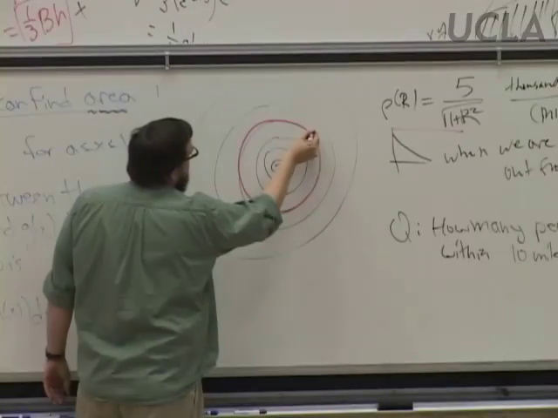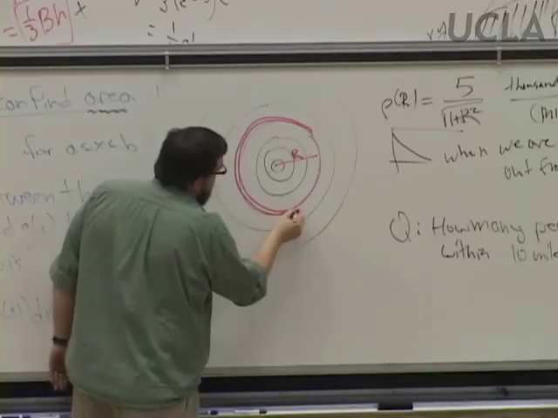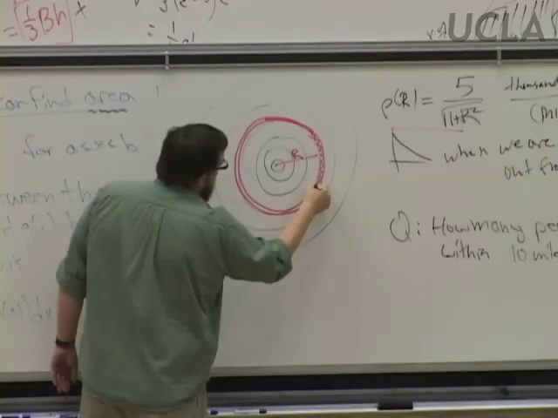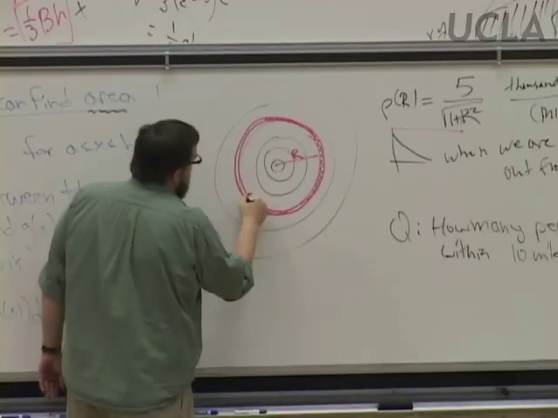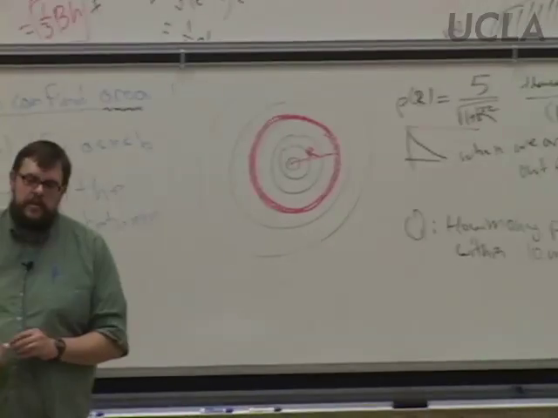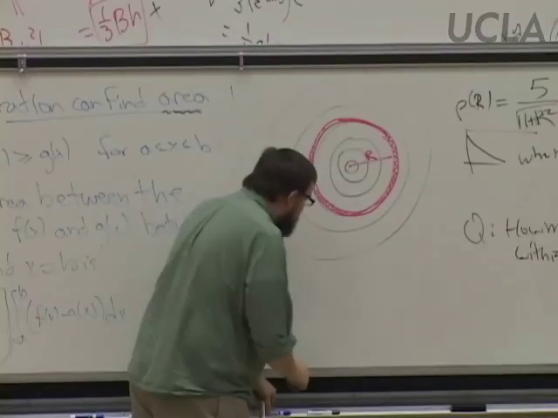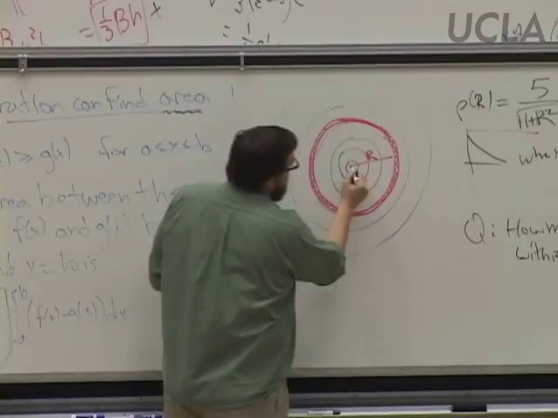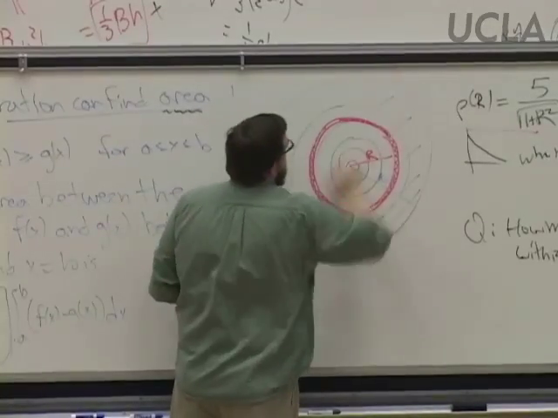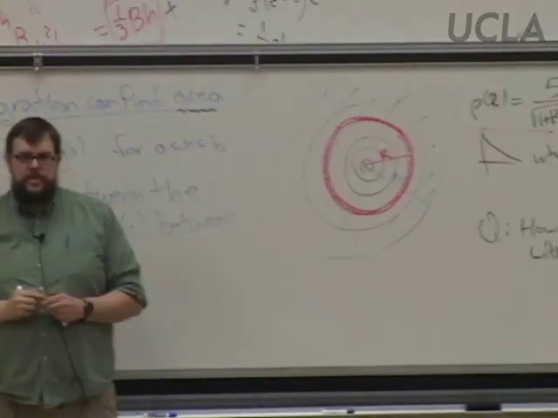So now instead of taking these little thin slices, I'm going to take slices which are these little tiny annuli. These are going to be my slices. You may wonder, why are we taking those slices? Well, ultimately in this problem I'm going all the way out to 10, and I want to find how many people live in the city in that shaded region.